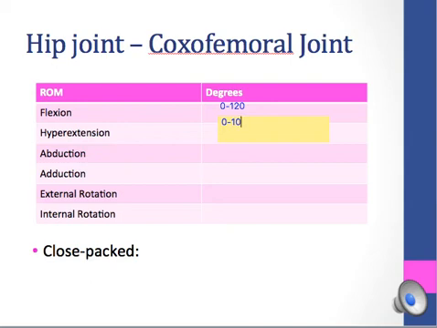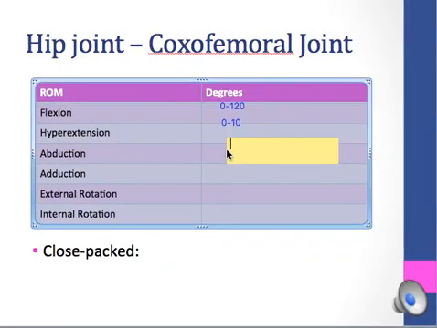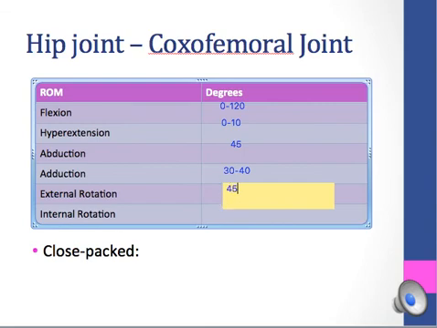Abduction, so what happens if we bring our leg out to the side? Typically we're going to be able to achieve about 45 degrees of abduction. Adduction, we're going to get between 30 to 40 degrees. External and internal rotation. So external rotation about 45 degrees, and then internal rotation about 35 degrees. Internal and external rotation are going to become pretty imperative for you guys and all of us to understand in relationship to the function of the hip.